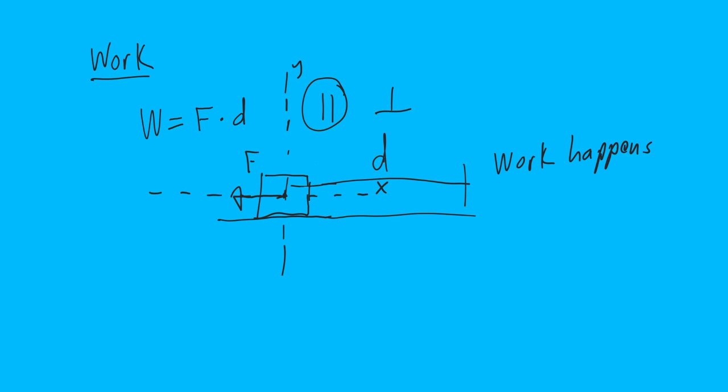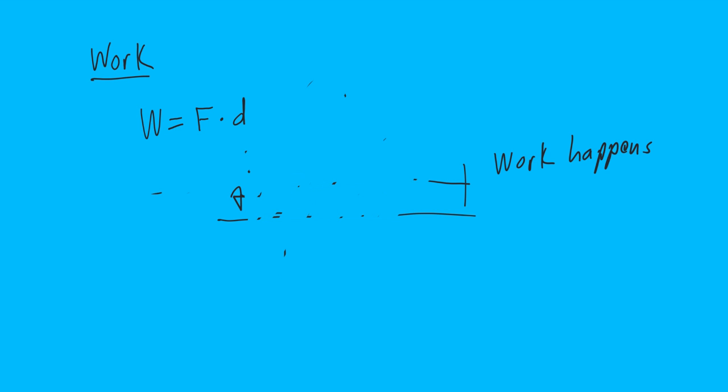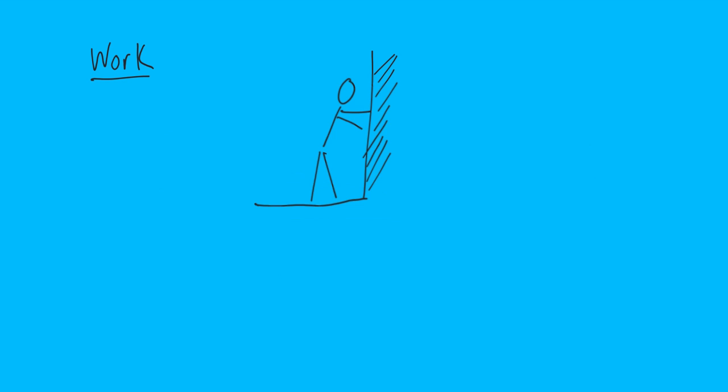So let's consider then, are there situations in which work does not occur, but one or the other components are present? So let's consider this person pushing on the wall. Because our person is pushing, right, there's going to be a force on the wall going to the right. But the displacement is equal to 0. So even though there is a force, the work completed is 0, right?